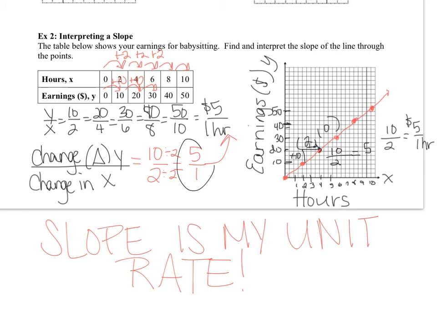So the slope, or the 5 over 1, it's my unit rate. It means that it's $5. I earned $5 for every 1 hour. And you were doing algebra this whole time and you didn't even know.